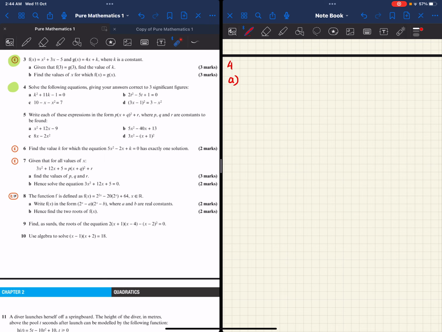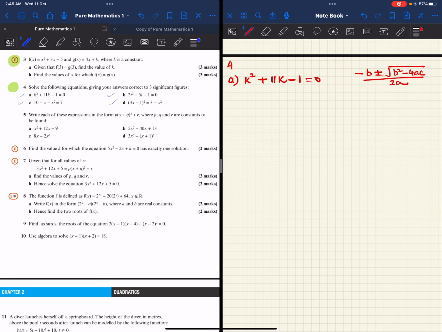Question says, solve the following equations giving your answers correct to 3 significant figures. So these are quadratic equations. First one is k squared plus 11k minus 1 is equal to 0. When the question says give your answers to 3 significant figures or decimal places, we should know that we have to use the formula here. So the formula that we will be using in this entire exercise from question 4A to 4D is minus b plus or minus square root of b squared minus 4ac divided by 2a.